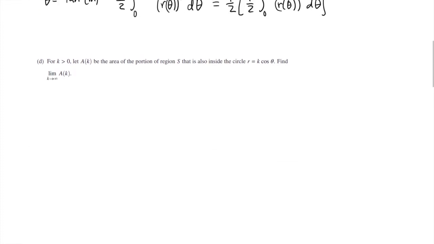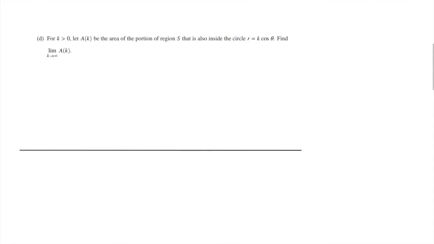All right, finally, part D here says, for k bigger than 0, let A of k be the area of the portion of region S that is also inside the circle r equals k cosine theta. Find the limit as k goes to infinity of A of k.